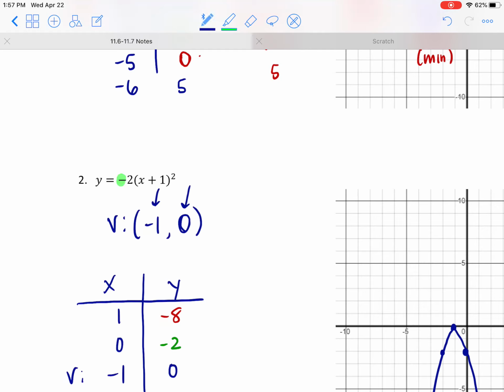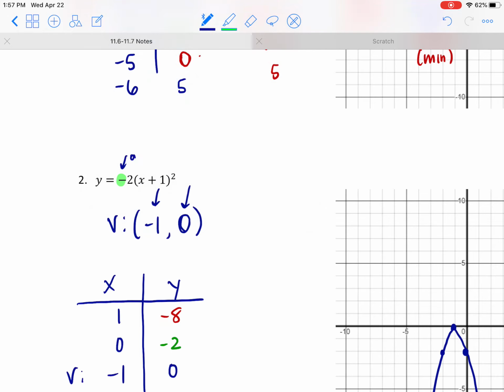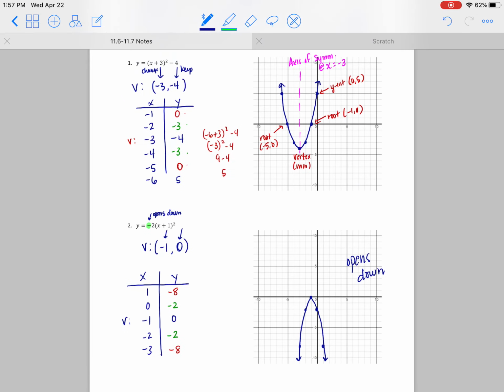Why do you think that this one opens down versus where the other two opened up? This one is going to open down because of the negative here. This negative is why this graph opens down. When there's a positive number out in front, it's going to open up just like the parent function did. Stick a negative out there, it makes it open down. And that 2 that's out there is why this parabola looks a little narrower than the others as well.